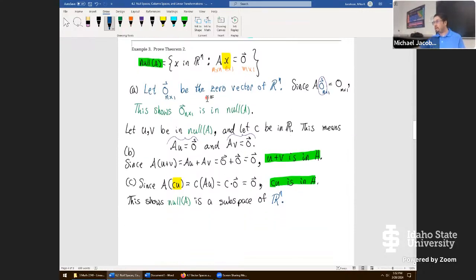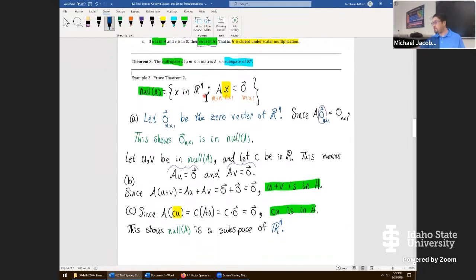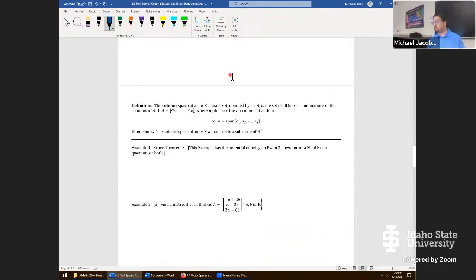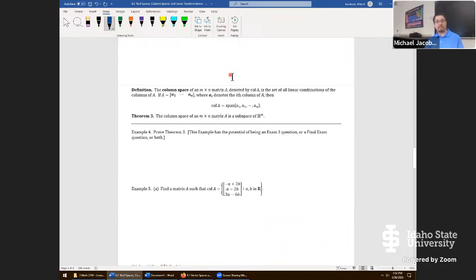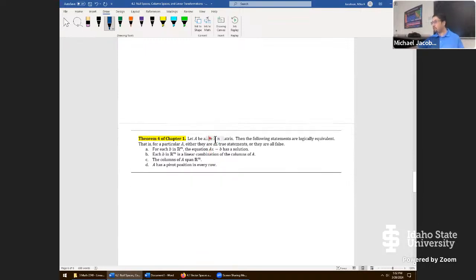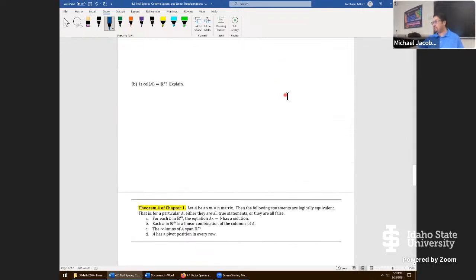So this section is all about null spaces and another concept of column spaces. And here's our definition for what we mean by a column space. Now, as you look at the column space definition, one thing that comes back to us is going to be this theorem. Out of nowhere, it just makes a really big comeback. This is the one statement of logical equivalence where your matrix did not have to be square. So we allow for an m by n matrix. So anything dealing with column space, it really is a theorem 4 of chapter 1 type of problem at its heart, which is kind of interesting.